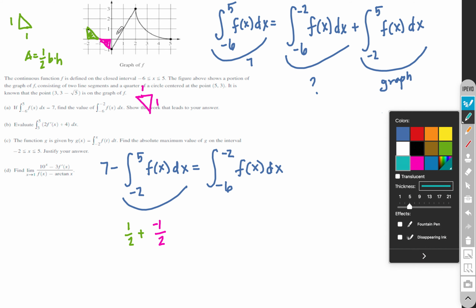And we keep going like this. Let's look at the next little triangle. The next one is going to look like this. It's got height 1, base 1/2. So this one's going to have area equal to 1/2 times 1 times 1/2. And that's just 1/4. And remember, it's negative because it's below the x-axis. So this little teal triangle is negative 1/4.